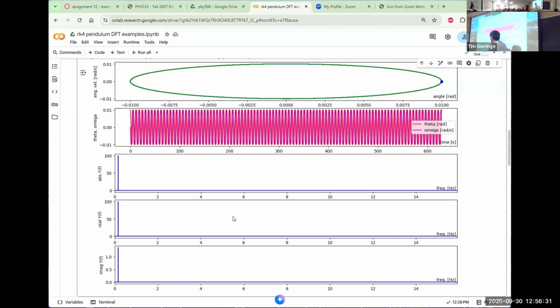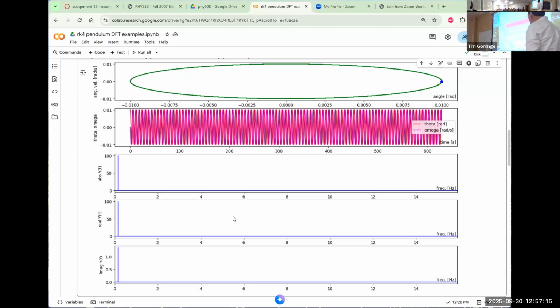This center plot is the absolute value of the Fourier transform as a function of frequency. Remember, the Fourier transform is a complex quantity, so absolute value is the magnitude of that complex quantity. So it's accounting for the real and imaginary parts. Now that's the first frequency graph in the center here. The next one is the real component of that Fourier transform. So it could have a real part, and I've plotted the real part here. And then the bottom one is the imaginary component of the Fourier transform.